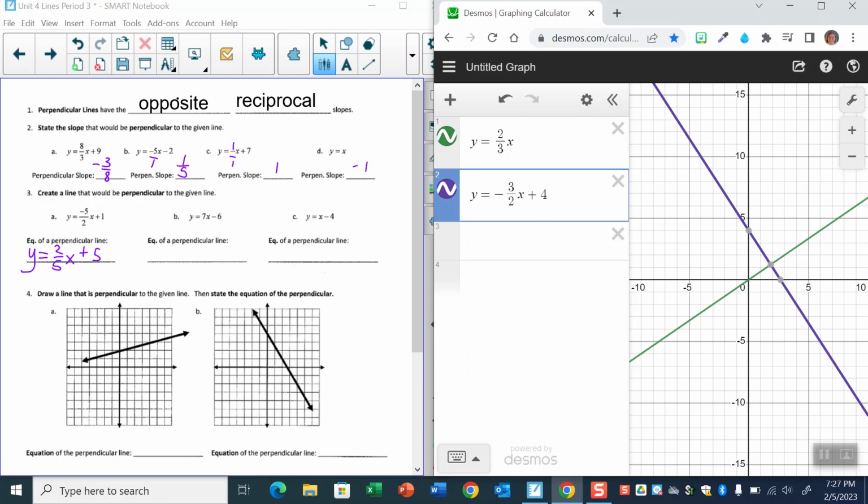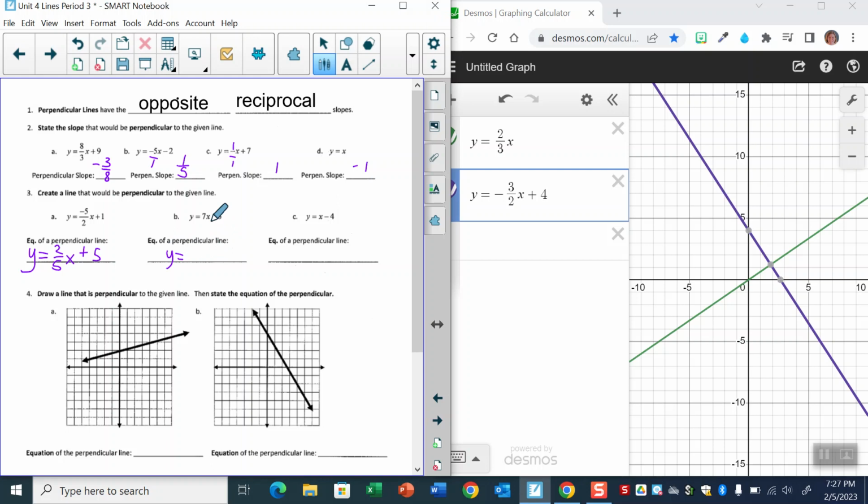All right, so y equals, this is positive, so I have to have a negative. This is 7/1, so it would be 1/7. And then I'll put an x so that I have a line, and I'll put some random y-intercept. And then here, again, I've got y equals, this is +1, so I just have to say -1, and I'll just leave it with a 0 y-intercept, that's fine.